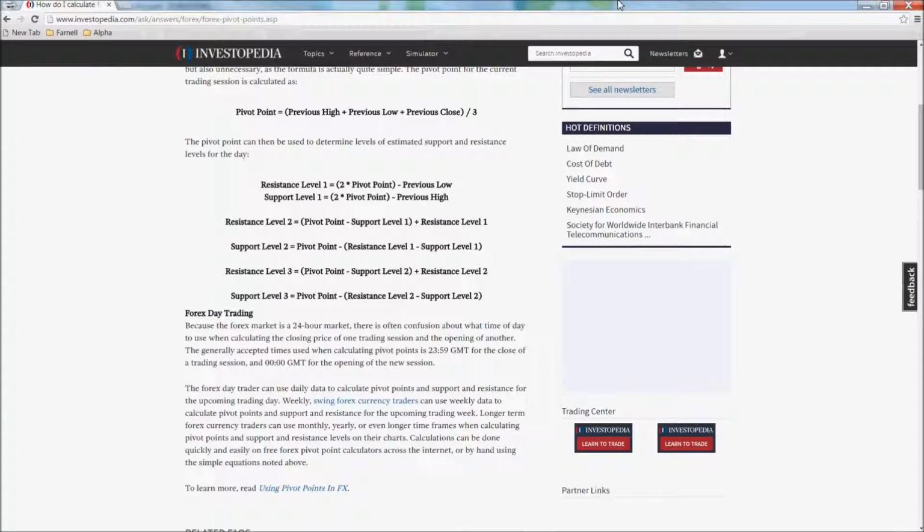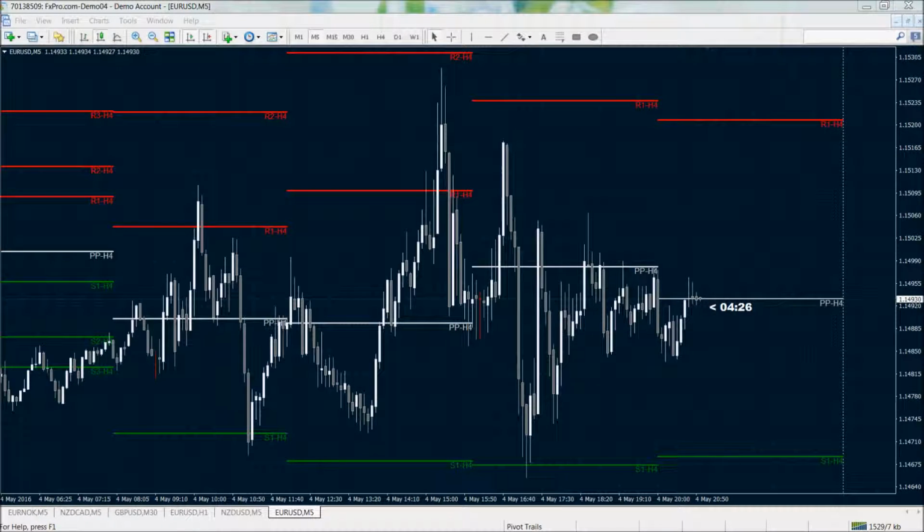I generally follow Investopedia to understand how this is calculated. I'll show you a link here. You can see here you have pivot point, previous high plus previous low plus previous close, divided by 3. So this is a basic formula that is used by all the indicators or all the developers to identify or plot pivots. You can search for it on the internet, how to identify the pivot points. Generally most of the traders identify it using an indicator like I did here.